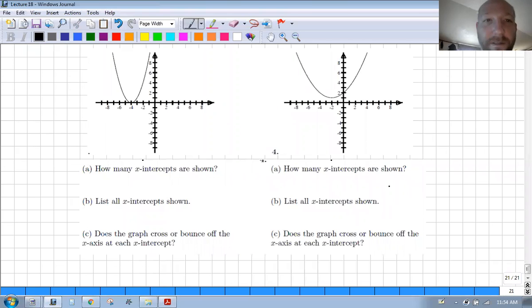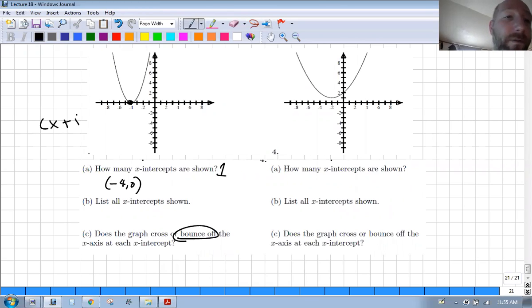Same questions. We have 1 intercept here at (-4, 0). Does it cross or bounce off? It bounces off right there at x minus 4. So what this would be is x minus a -4, because it touches. This is our function f of x. It happens twice.